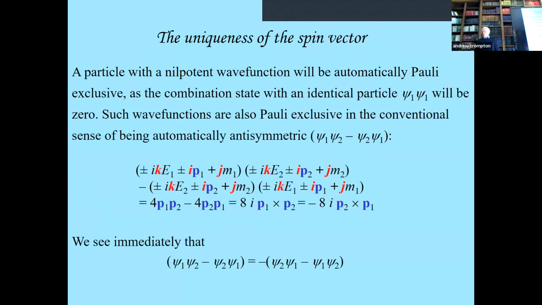And any particle with a nilpotent wave function is automatically Pauli exclusive, and the combination state of identical particles is always zero. So let's try the other way we do Pauli exclusion: psi1 psi2 minus psi2 psi1, being antisymmetric. So there'll be a difference between them. And what's the difference? Well, we work it out. Interestingly, it's minus 8i p2 cross p1, or 8i p1 cross p2. So immediately, yes, we've got Pauli exclusion the other way now, because we've got the difference between psi1 psi2 and psi2 psi1.